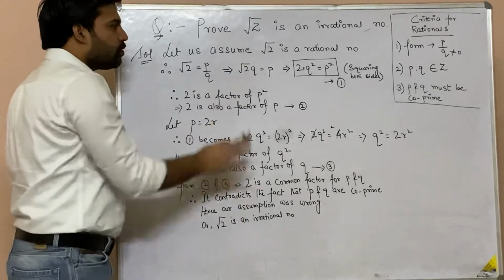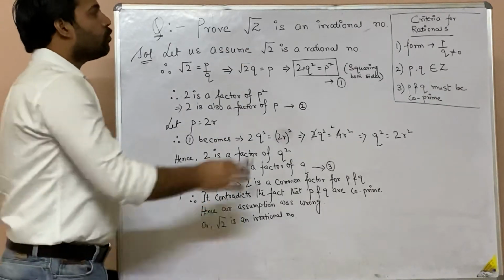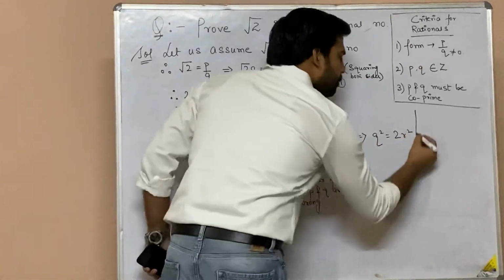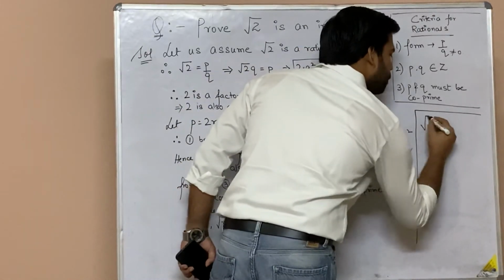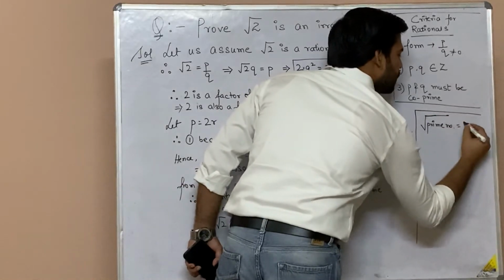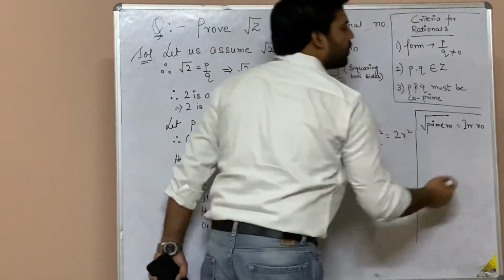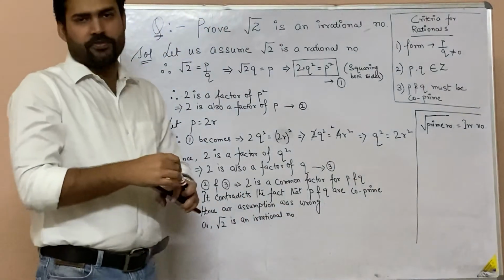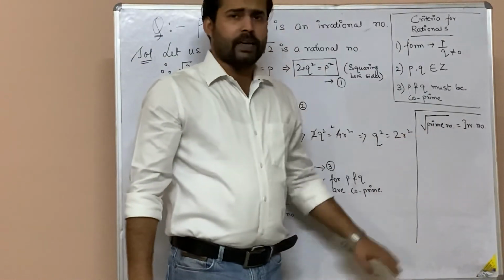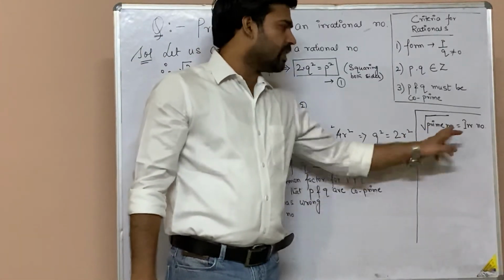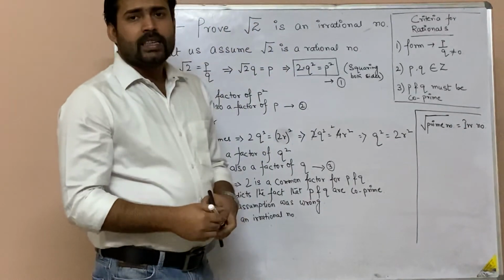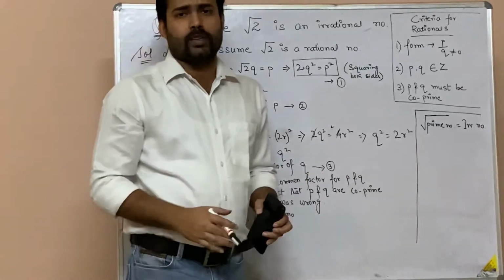Clear? So we'll try the question with multiple numbers like root 2, root 5, root 7 like this. And always remember that any prime number inside a square root is always an irrational number. You take any example of it, you yourself will get to know that any prime number inside the square root is an irrational number.